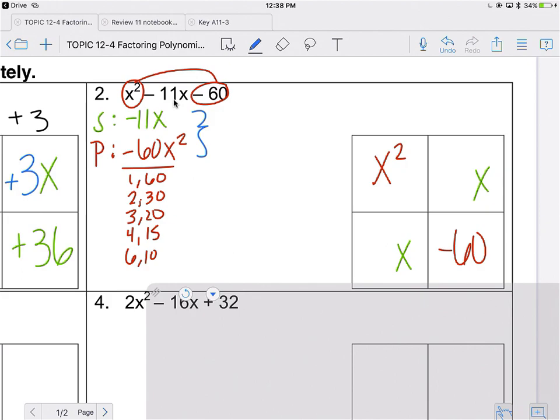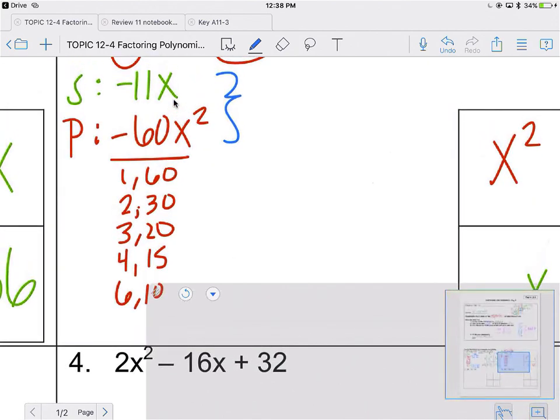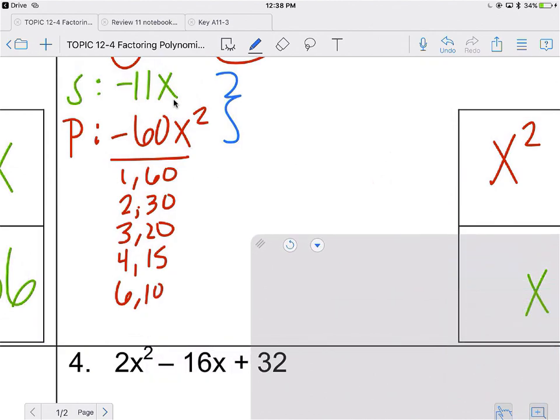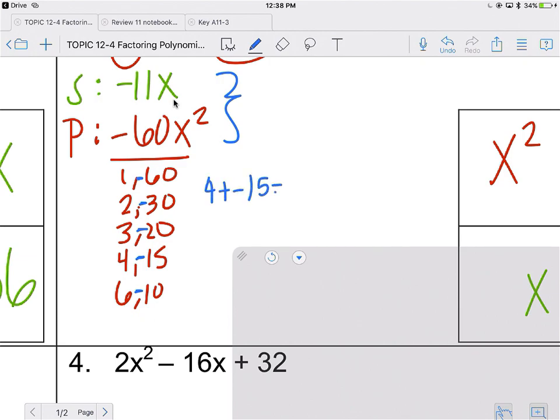So now what I need to do is figure out if I need to add to a negative number, something's going to have to be negative. If my sum is going to be a negative, then my bigger number will need to be negative. So if I sum to a negative, my bigger number has to be negative. Now when I add these, 1 and negative 60 don't work. 2 and negative 30 don't add to be negative 11. 3 and negative 20 don't add to be negative 11. But 4 plus negative 15 would give me negative 11.